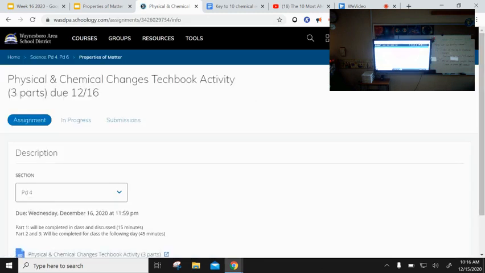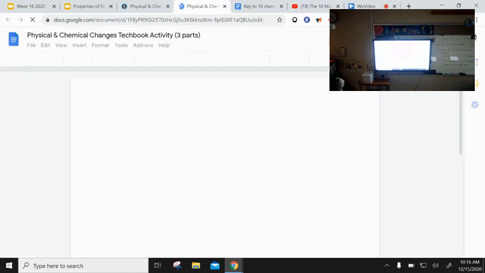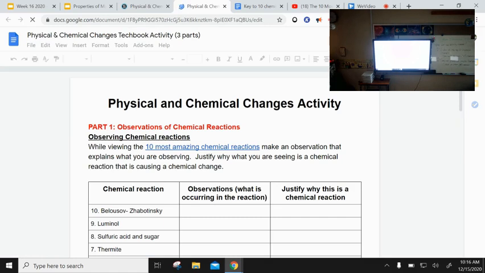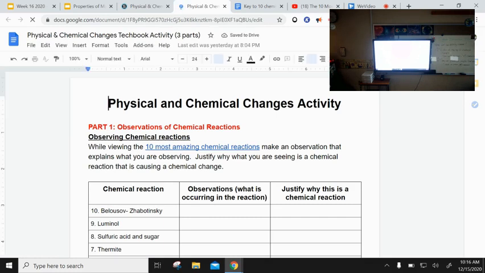That properties project, that's why there's arts and crafts up here. I don't care if you do it on paper or electronically, but however you do it, it is due today. When you open up this assignment, it tells you that we're just going to do part 1 today. Part 2 and part 3 are from your tech book, and part 1 is brought to you by YouTube. These are all chemical changes that I cannot do in this room.